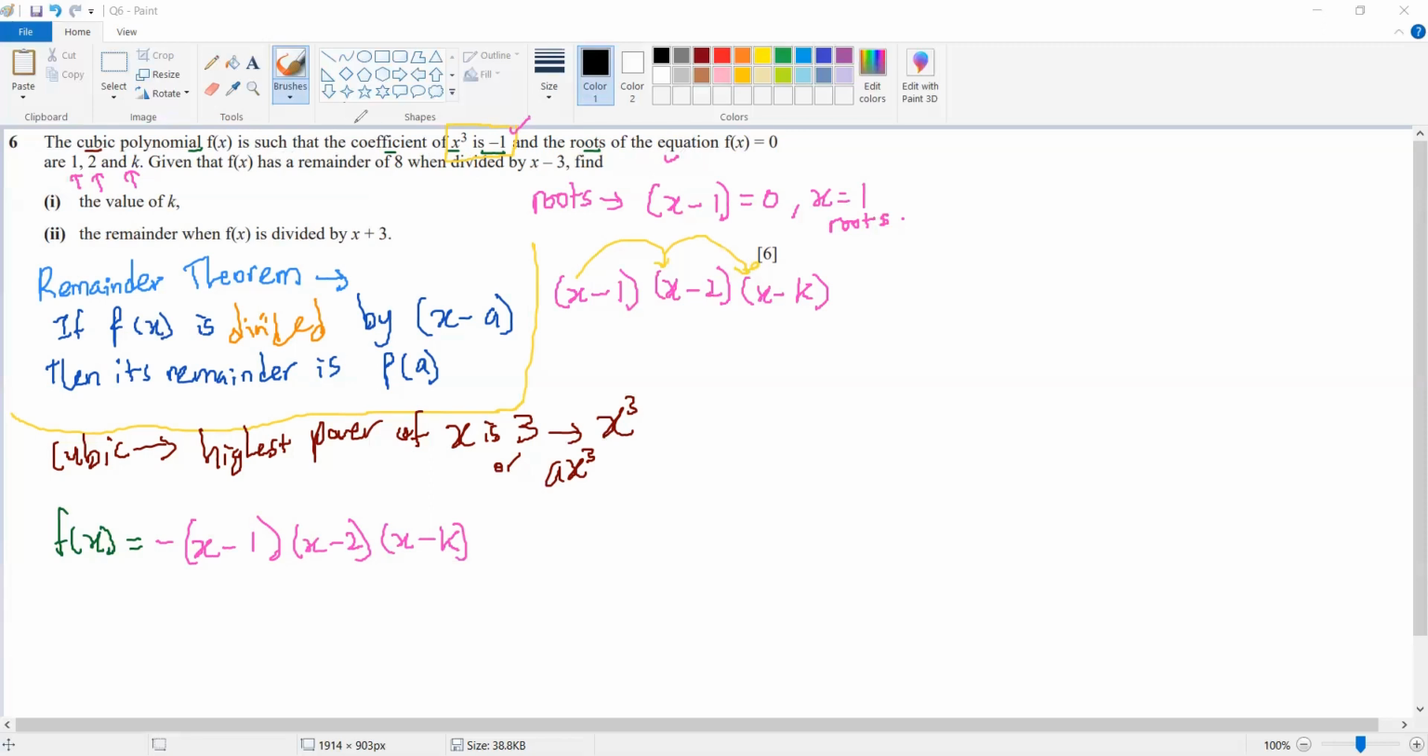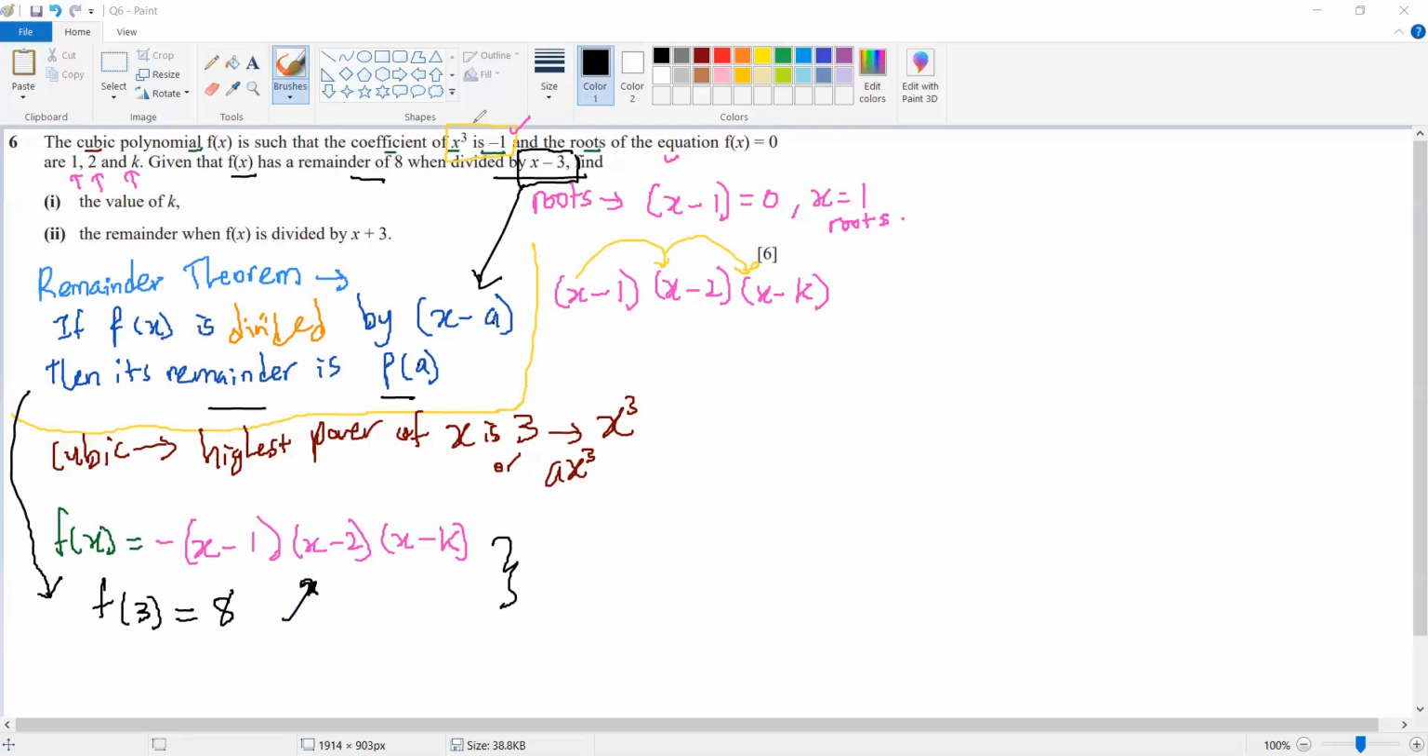Now we're ready to use the remainder theorem. They say f(x) has remainder 8 when divided by x minus 3. This is the x minus a here, so these two are equivalent statements. The remainder is p(a), which means the remainder is f(3). So f(3) has remainder 8. Basically, replace x with 3: put x minus 3 equals 0, so x equals 3, and then the remainder is 8. So we substitute like that.